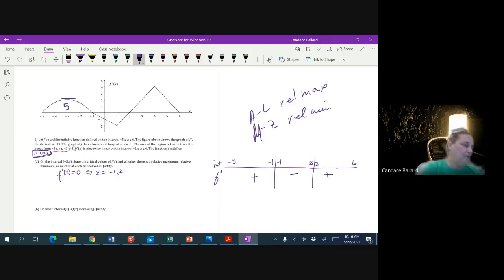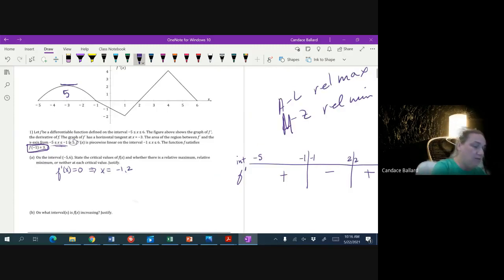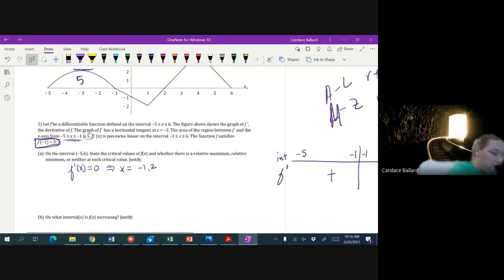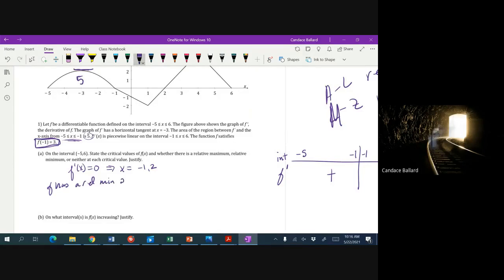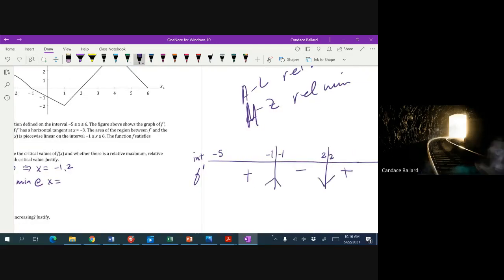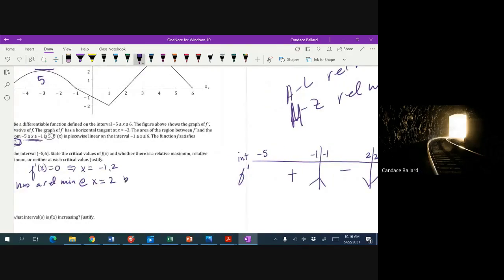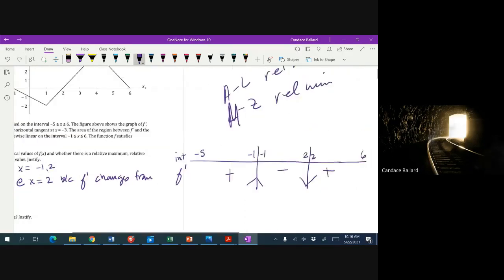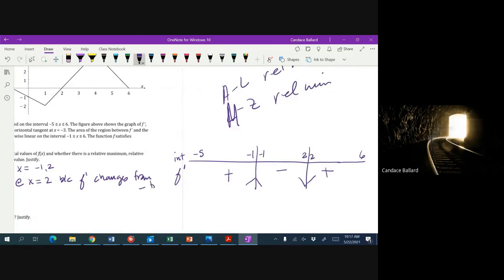Perfect. Okay, so we're just going to go through justifying that one more time. Hopefully you have your justification down. Okay, so you'd want to say that f has a relative min at x equals 2, because f prime changes from, and you're not going to be lazy like I am right now on the test, okay? From negative to positive. Write out the words negative, write out the words positive.